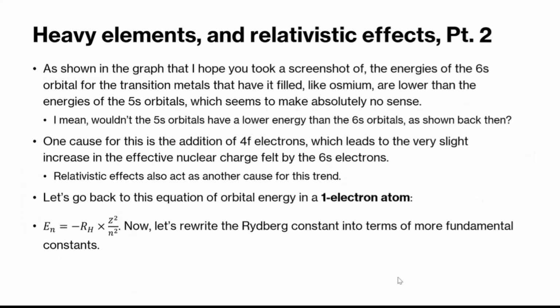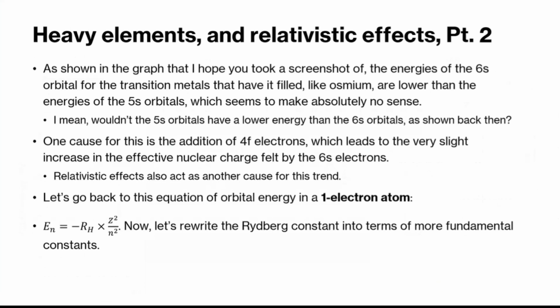And in addition to the addition of 4f electrons, relativistic effects also come into play, especially in the heavier elements. Now, let's go back to the equation of orbital energy in a 1 electron atom to explain these relativistic effects. So, the energy of some atomic orbital with principal quantum number n is equal to the negative of the Rydberg constant times Z squared, which is just the atomic number squared, over n squared.